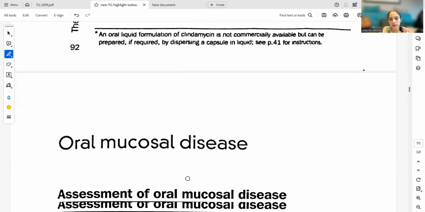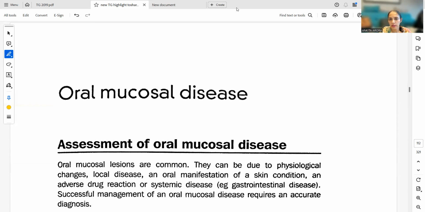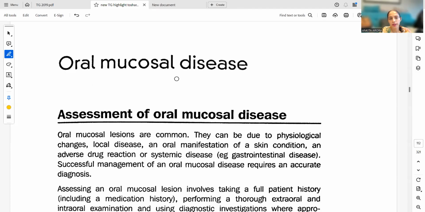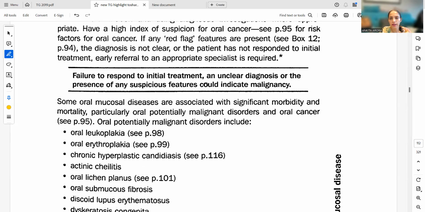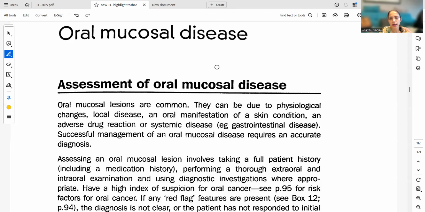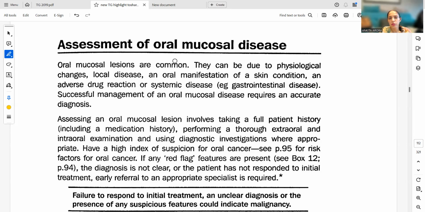Then any doubts so far? So we begin with oral mucosal disease from therapeutic guidelines, continuing from page number 93. Assessment of oral mucosal disease. Now it will involve all the oral mucosal diseases from candidiasis to pemphigus to lichen planus, everything.